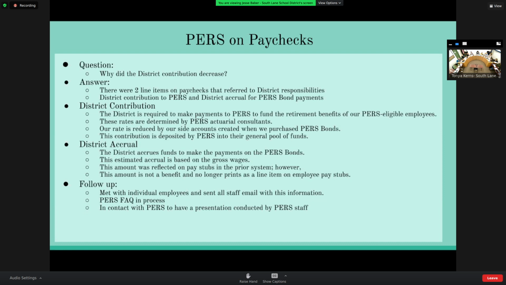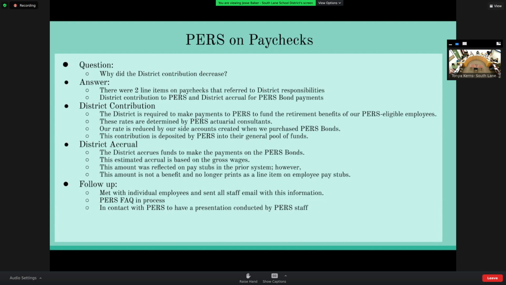The two other items on paychecks are district responsibilities. One of those is the PERS district contribution, what the district pays into PERS for each individual's retirement. And the other is what the district accrues for our PERS bond payments. The district contribution is required by the district to make payments into the PERS fund for the retirement benefit of all PERS eligible employees.